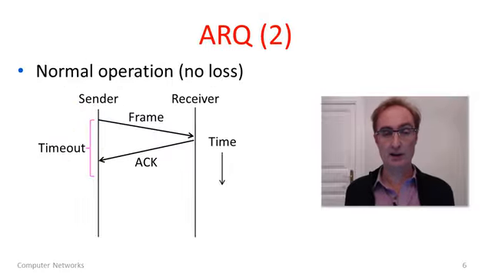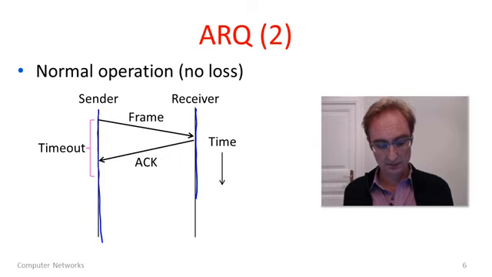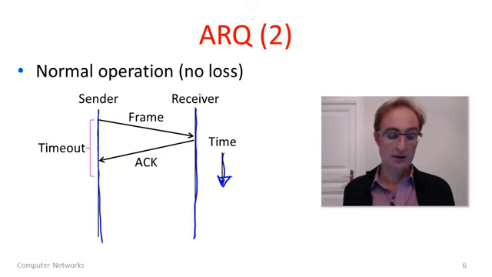Here we can see how ARQ works. Let's just go through some examples. This is the normal operation case. And this is when no packet loss, no frame loss occurs. And this is a new kind of diagram for us. This is a time sequence diagram. The sender and receiver are both shown as vertical lines. In this diagram, time runs down the page. So I'll trace over the action on the diagram.